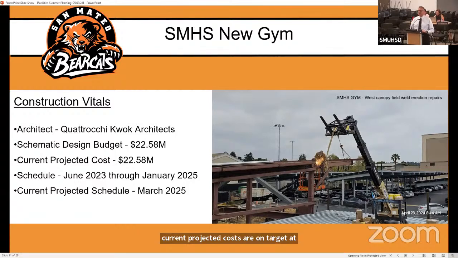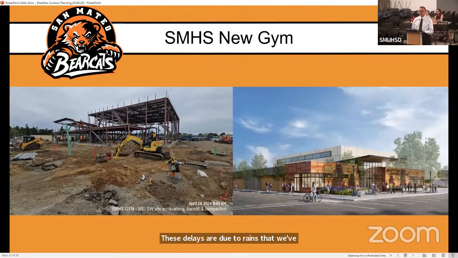Our schedule is from June of 2023 through January of 2025. Current project schedule is up to March of 2025. These delays are due to rains that we've had that have affected the projects both at Burlingame and at San Mateo. These are just some renderings here and an actual picture that's updated with our roof on there and starting some steel stud framing.